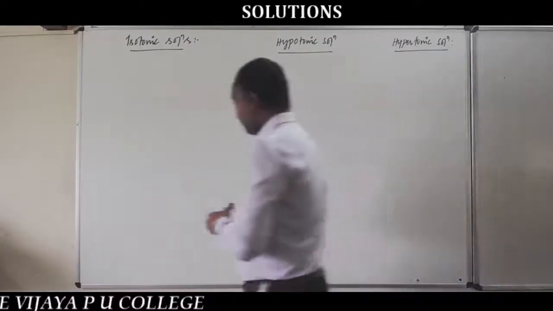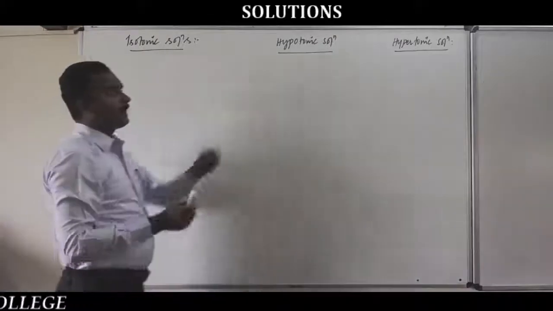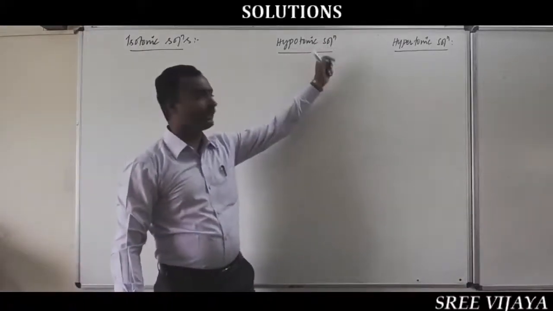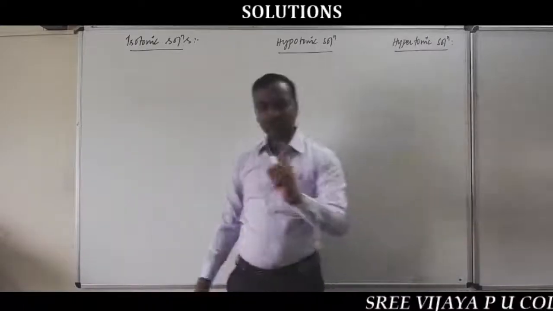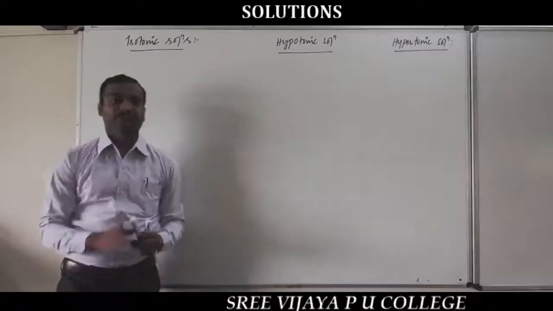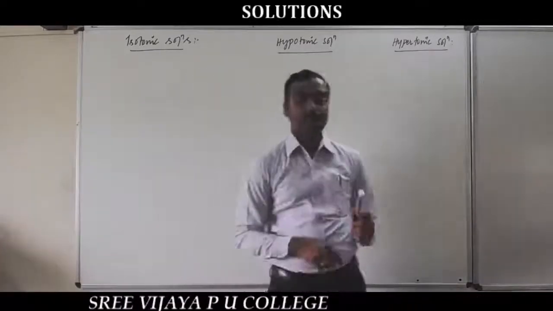Plural is very applicable: you should say isotonic solutions. Hypotonic solution is singular, hypertonic solution is also singular. So they will give a question like: What are isotonic solutions? What is meant by hypotonic solution? What is meant by hypertonic solution?